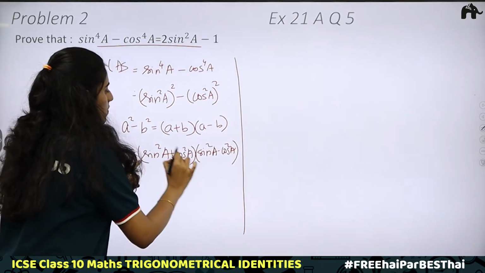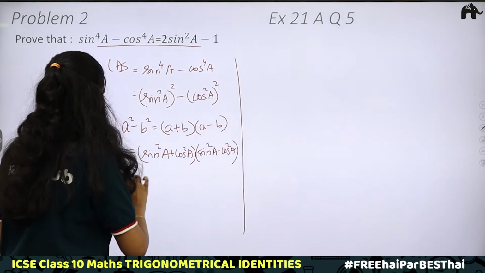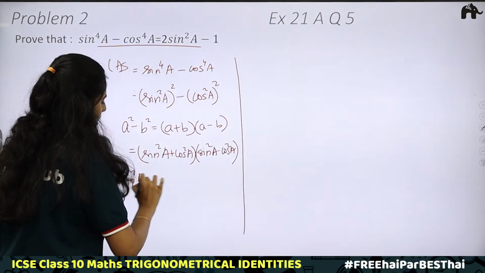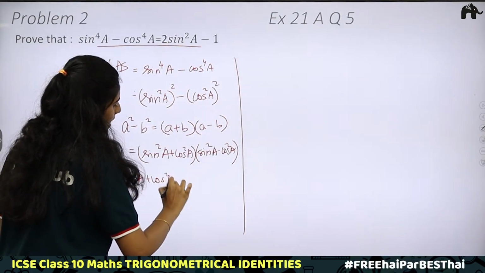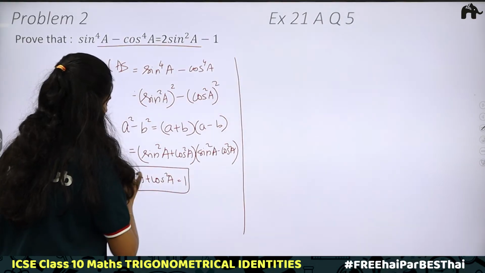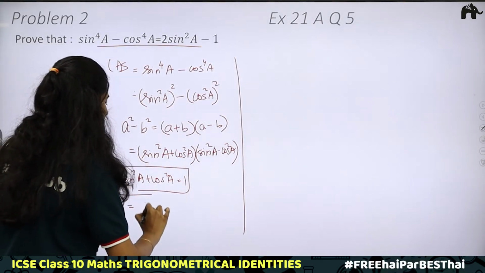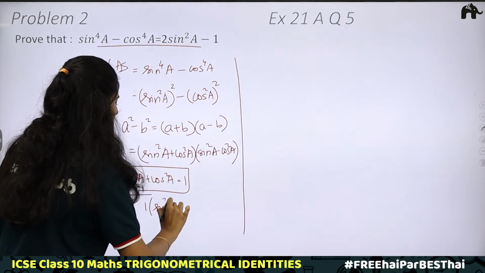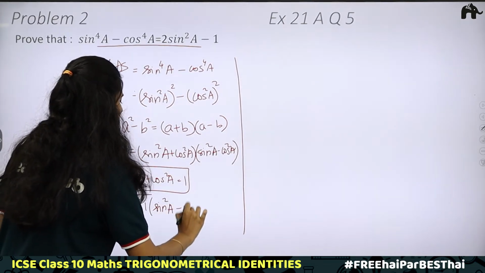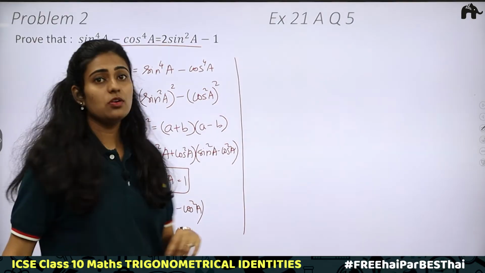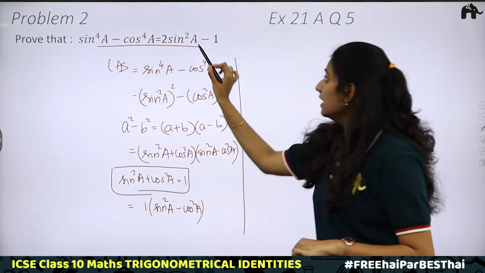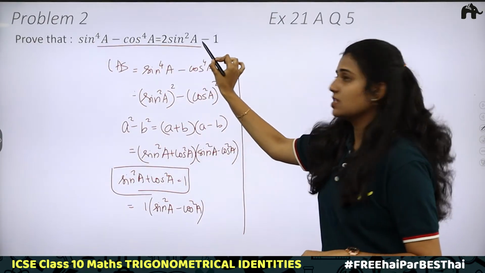Okay, what is sin square A plus cos square A? Identity. We have sin square A plus cos square A is equal to 1. Therefore, this part becomes 1. This is equal to 1 into sin square A minus cos square A. Now, check the right hand side. Right hand side we have 2 sin square A.